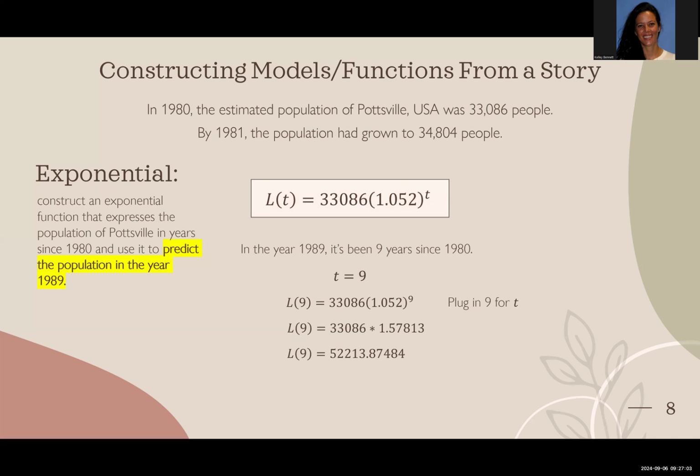Population is 52,213.87 people, roughly. But since people tend to come in whole numbers, for our final answer, we're going to round this to the nearest whole number. In the year 1989, the population is predicted to be 52,214 people, according to this exponential model.